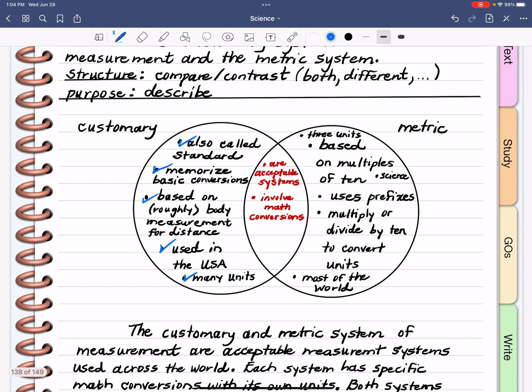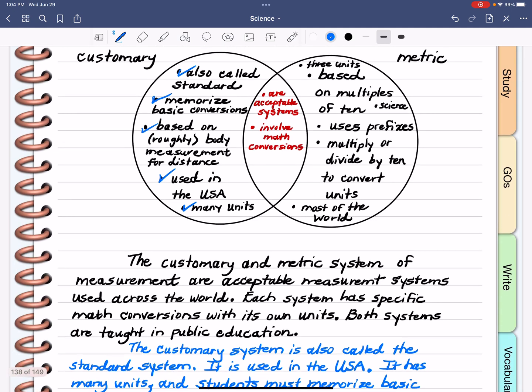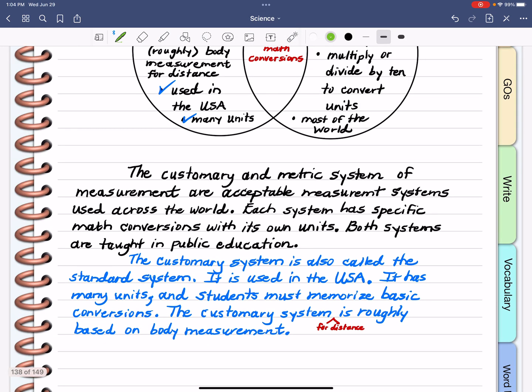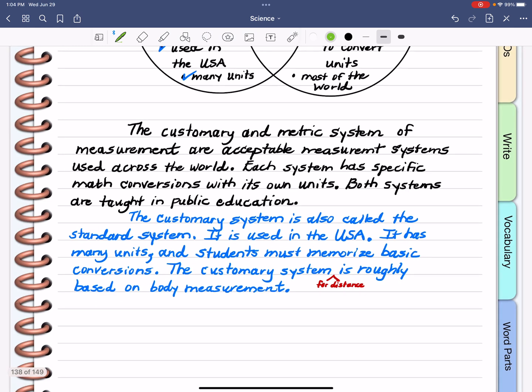Okay, let's see. The metric system. So let's start off. A trick that you may want to try is just to use that same basic format from this paragraph for the metric system. So we start off with the metric system. Now we don't have another name, so it is used in most countries of the world.